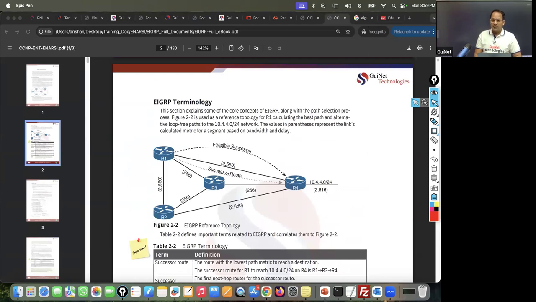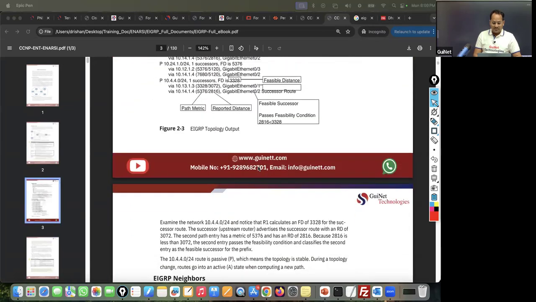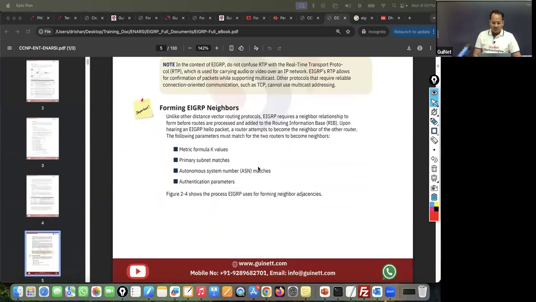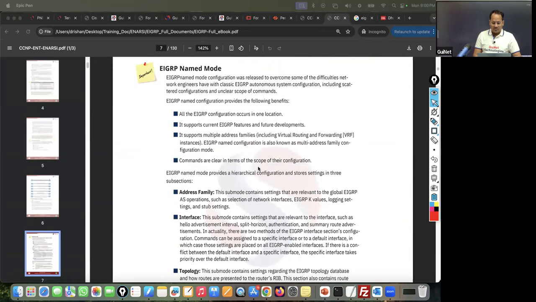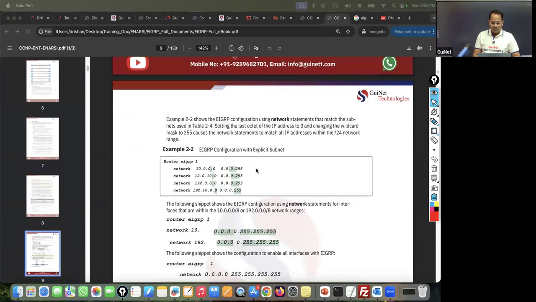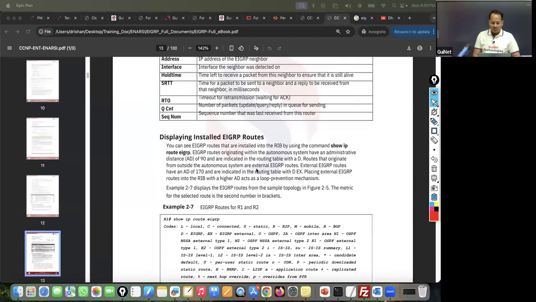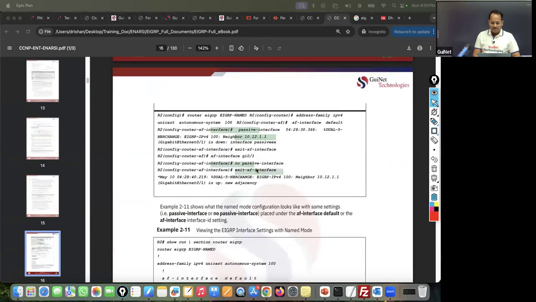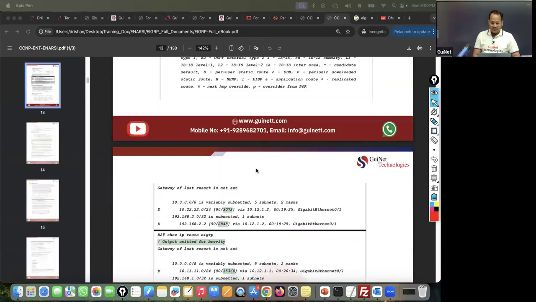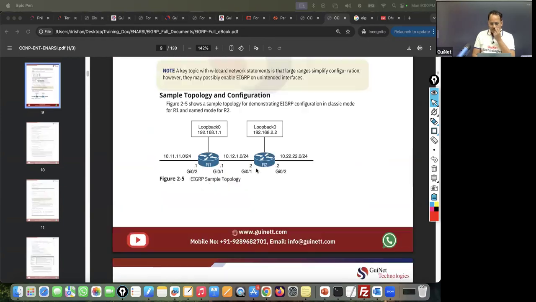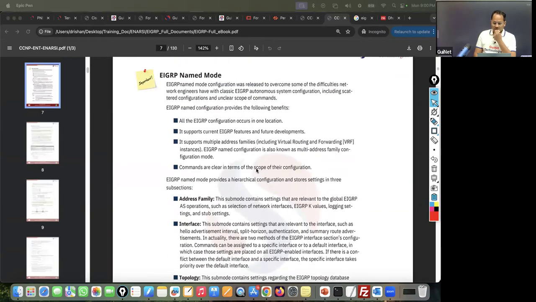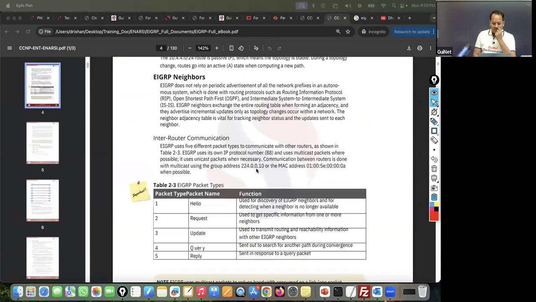So let me find the document. I was just searching if I can show you the DUAL algorithm. This book is not showing the DUAL algorithm. I wanted to show you all. Even this book does not have the DUAL algorithm concept. Hold on, I just want to show you about the DUAL algorithm as well.